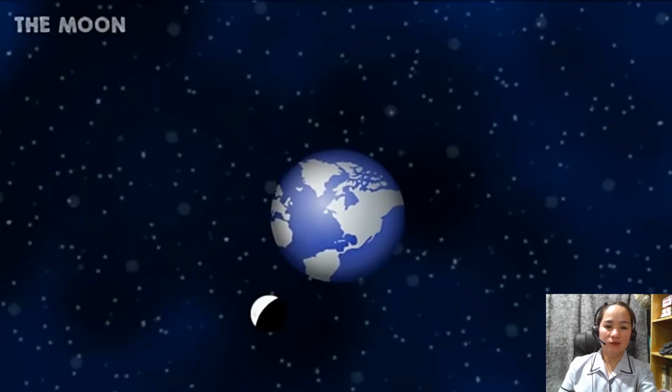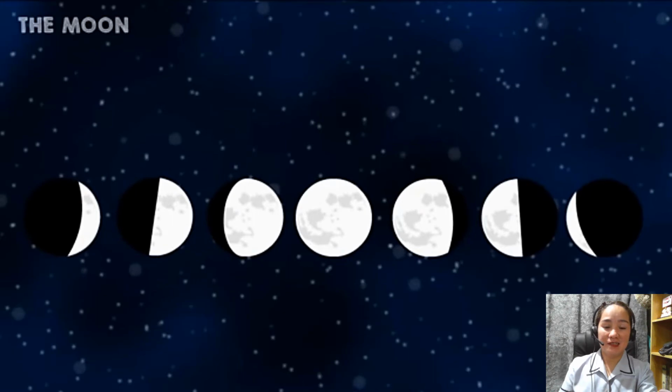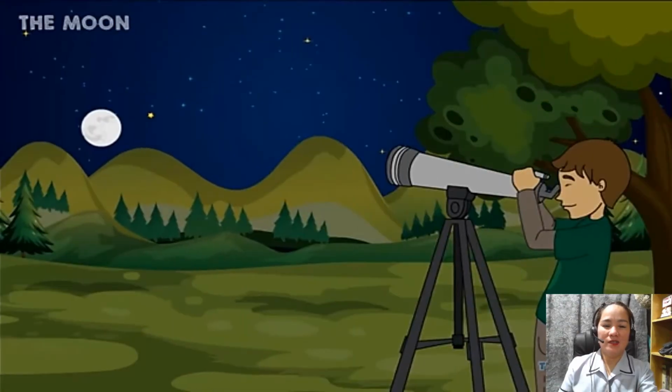The moon looks different at different times. Does it change its shape? No, the moon stays the same. What changes is how we see it from the earth, but we don't always see all of that side. Sometimes we only see part of it. That is because of the way it moves around the earth.